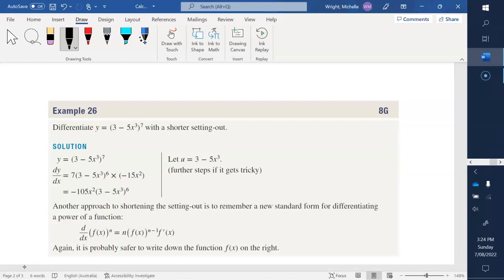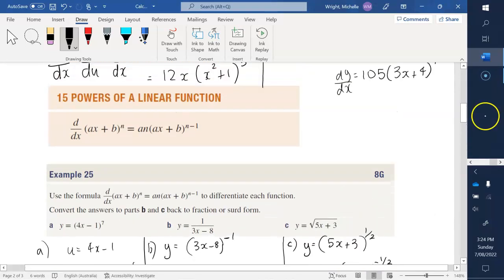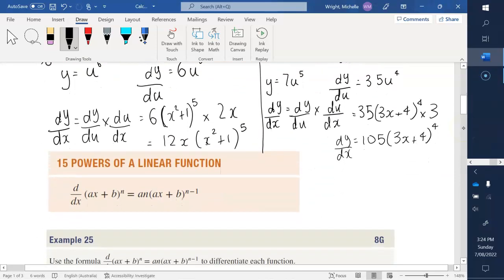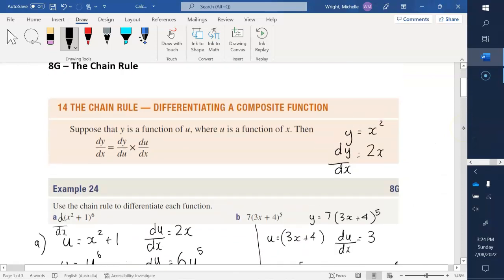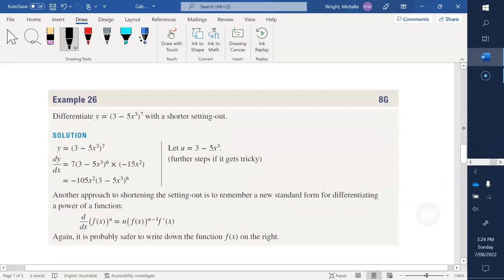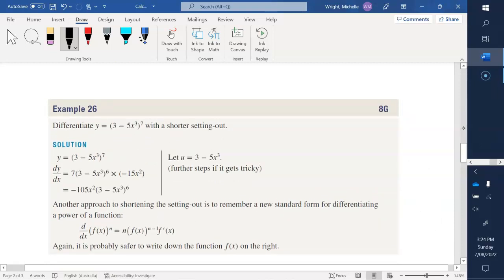So we are going to do it the same way as we did example 25, using the linear function short rule. We could also use the chain rule, but it says using a shorter setting out, so we're going to have a look at what it does there. Before we go any further, I'm just going to skip the question and we'll come back to that and have a look at this rule down here.